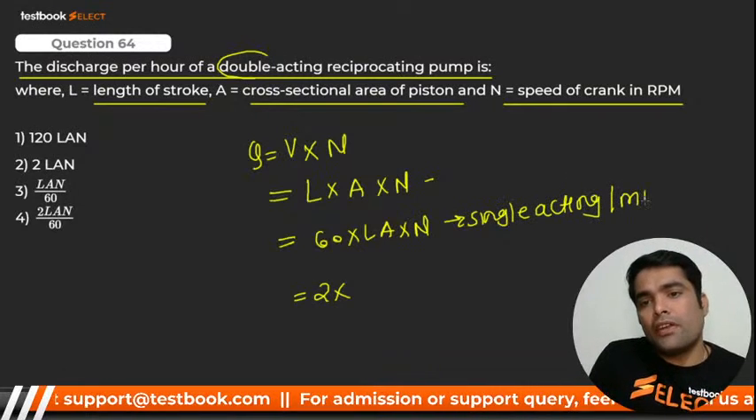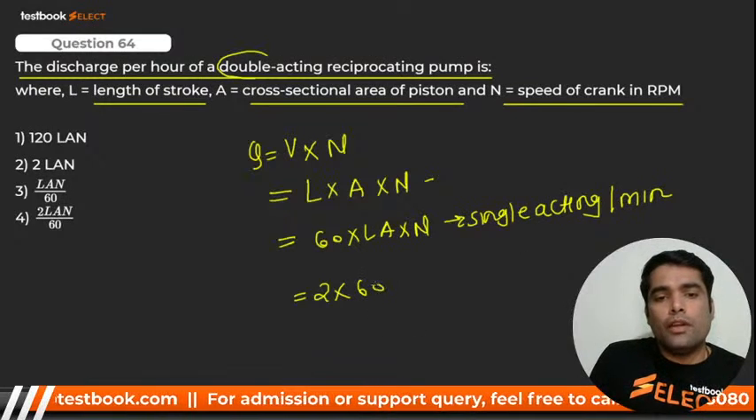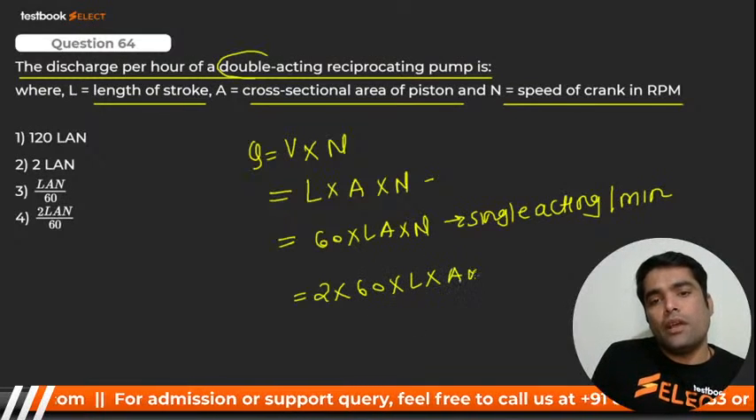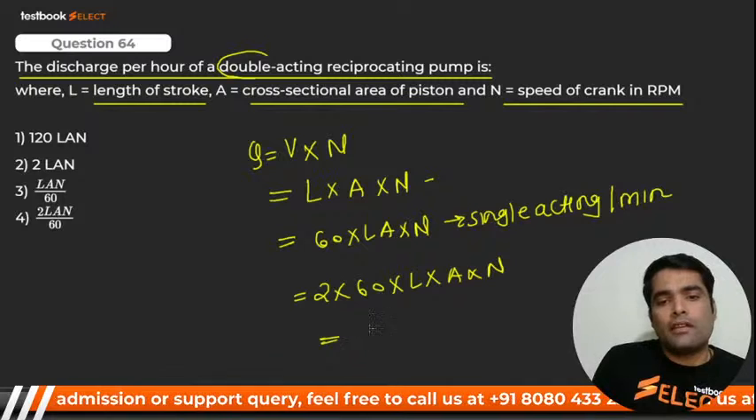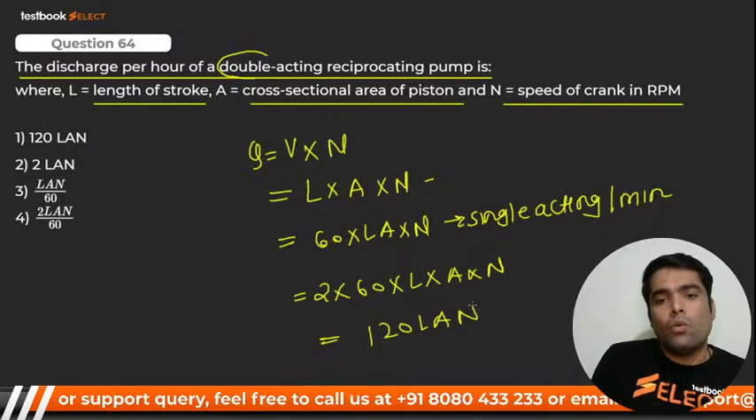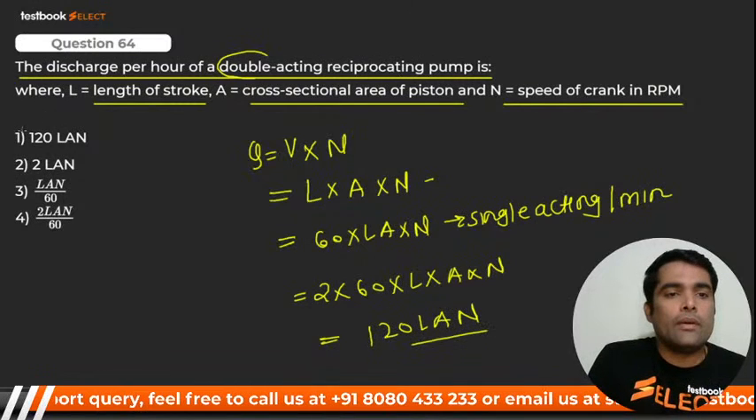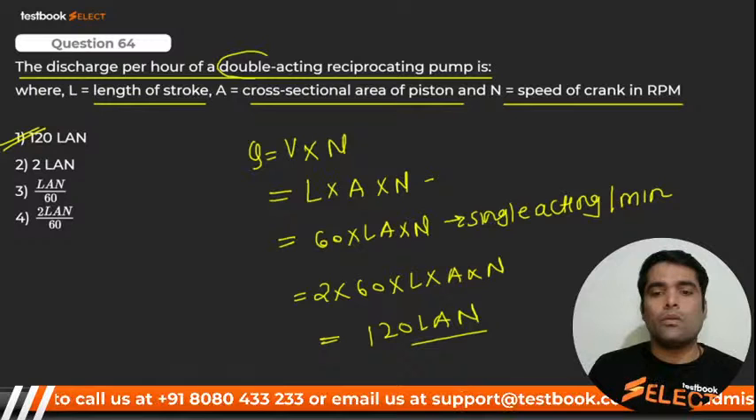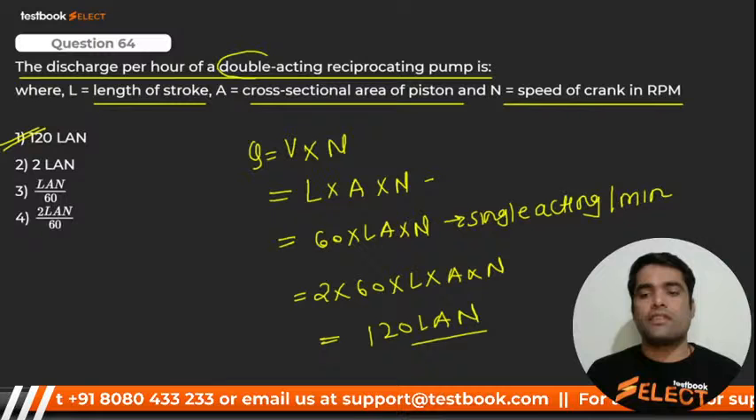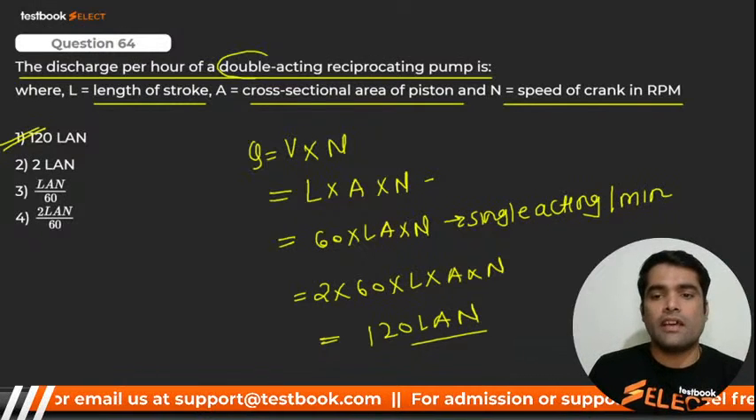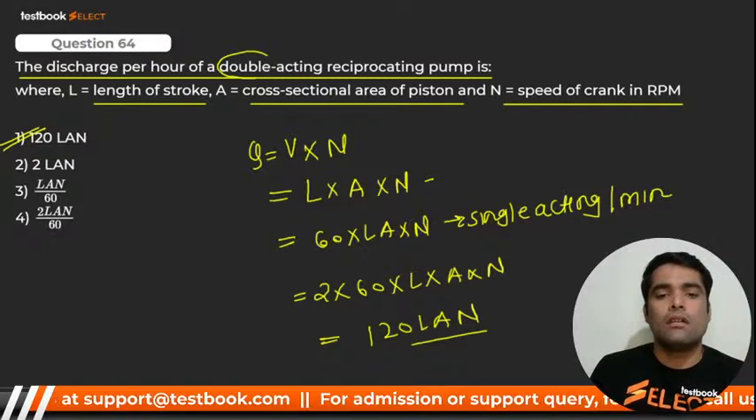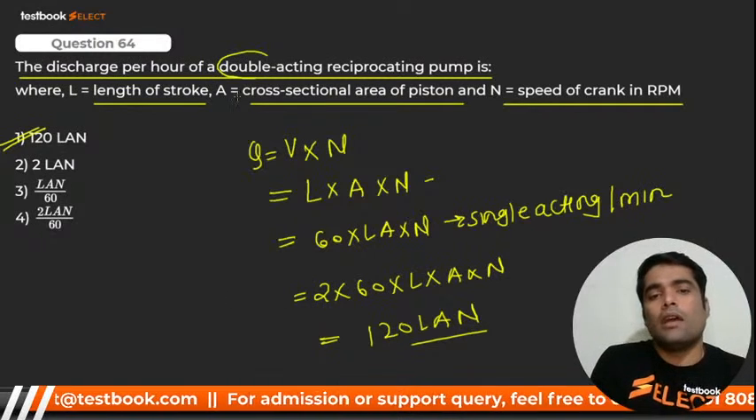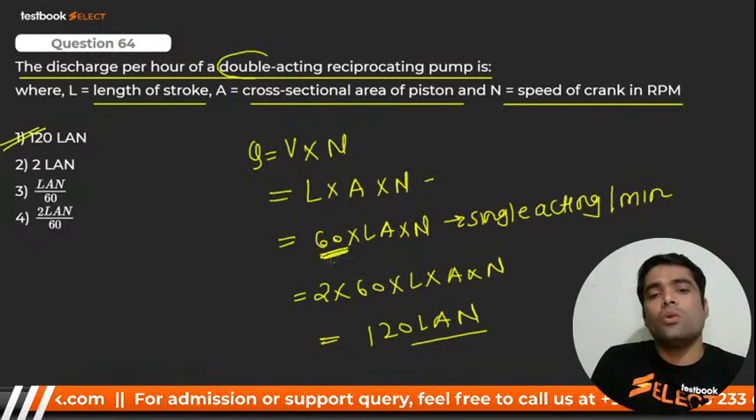Single acting per minute. So it is 2 into 60 into L into A into N, and that will be 120 LAN. 120 LAN. Number one is correct. 60 LAN is incorrect. It will be 120 LAN. Double acting is mentioned, so you have to multiply it by 2.